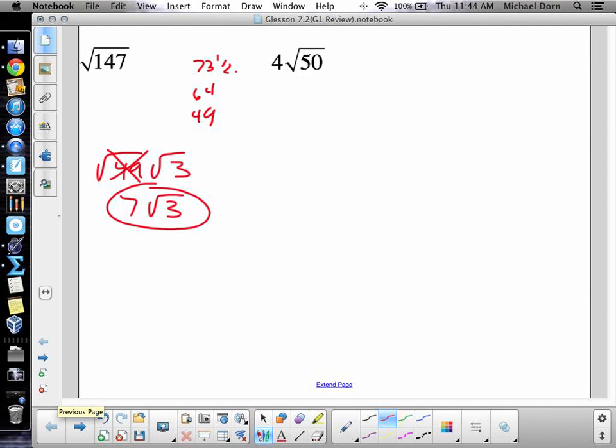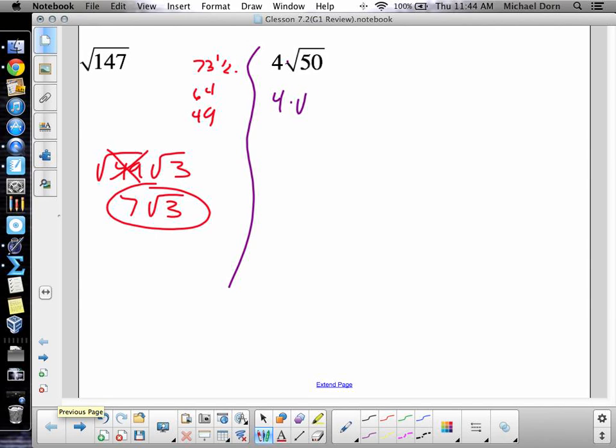There's my solution. We're done. That's all it takes. Find that largest perfect square. Start by testing half of the number and then working your way back. 4 root 50. Remember, this means 4 times the square root of 50. So it's all multiplication going on here. What perfect square is the largest one that goes into 50?